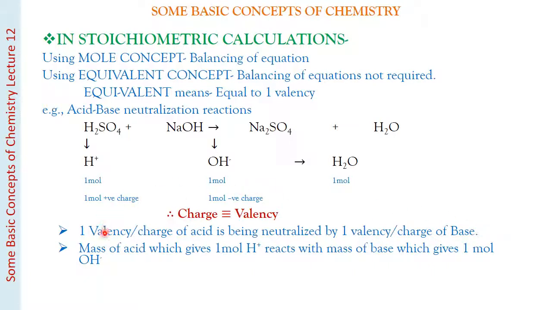So now, who is supplying this 1 mole or 1 valency or charge of acid? It is the mass of the acid. So the mass of the acid, which gives 1 mole of H+ ions, reacts with the mass of base, which gives 1 mole of OH- ions. So I hope this is clear to you till what we have studied.